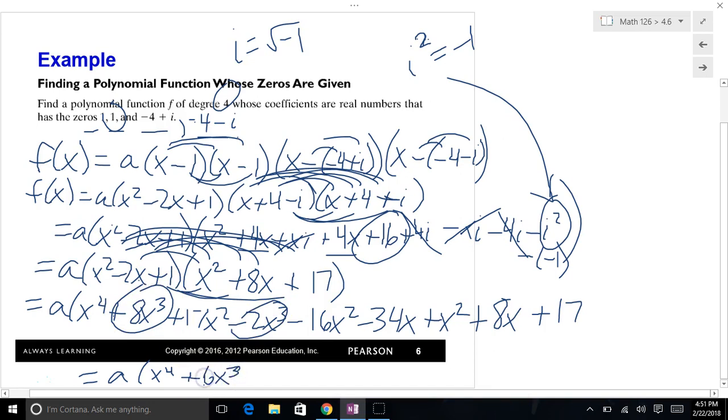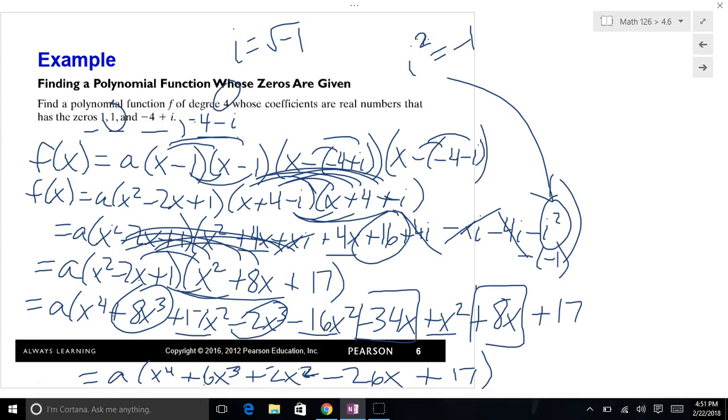I'm running out of room here. I got 17x squared minus 16x squared. That's a 1x squared plus another 1x squared, 2x squared. I've got a minus 34x plus 8x, that's minus 26x, and then I've got a plus 17 on the end there. This is what my f of x is equal to.